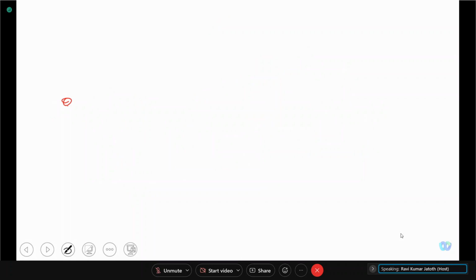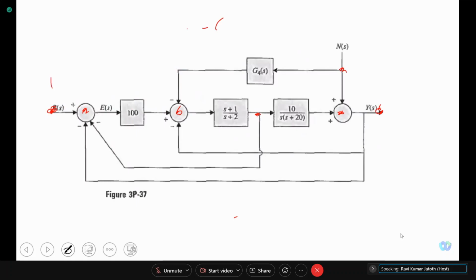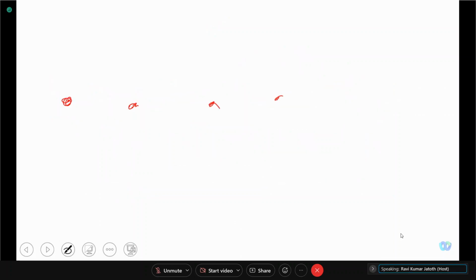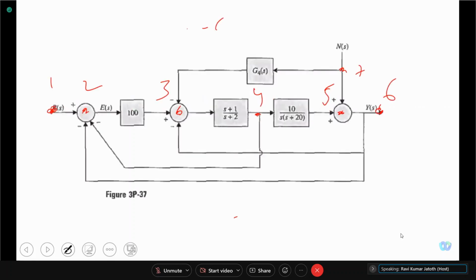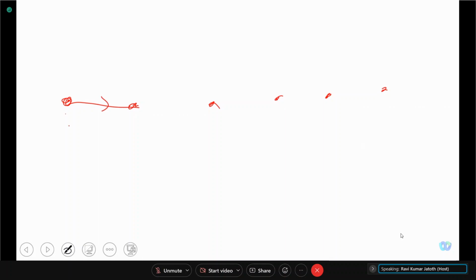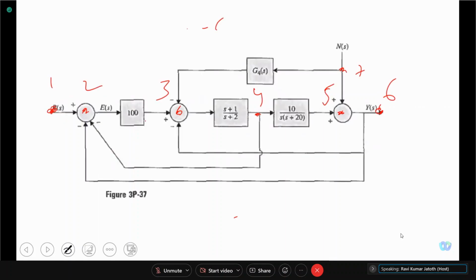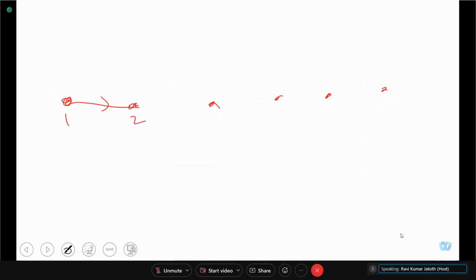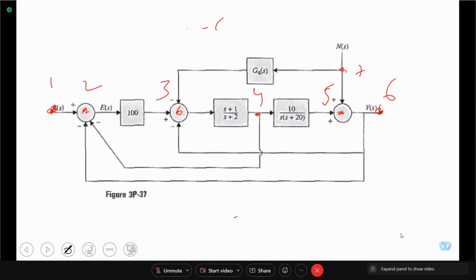Now you can draw the signal flow graph. Here you have the input node, then we have one more node here. We name the nodes 1, 2, 3, 4, 5, 6, and 7. Between 1 and 2, the gain you have here is 1 only. Between 2 and 3, the gain is 100. Then 3 and 4.